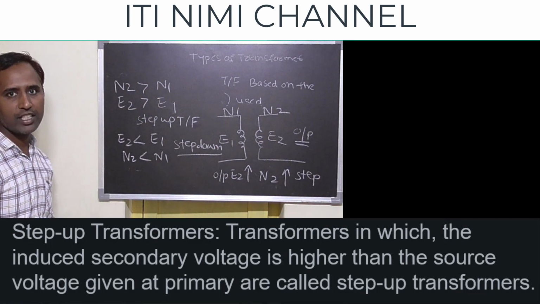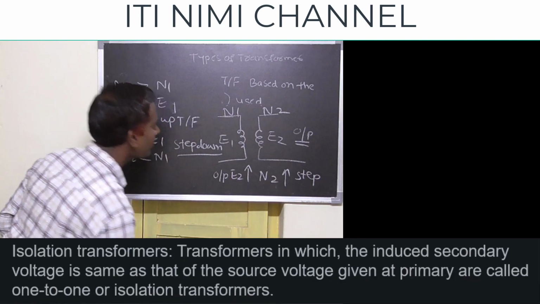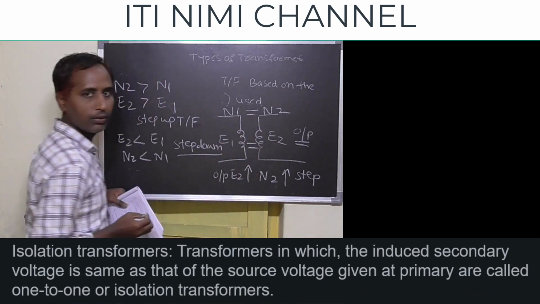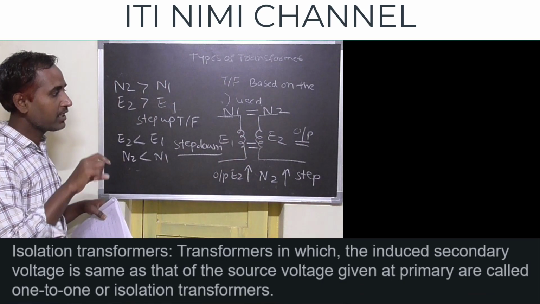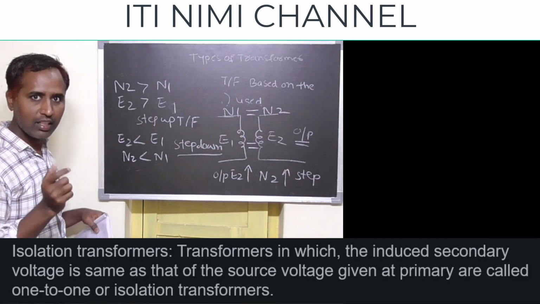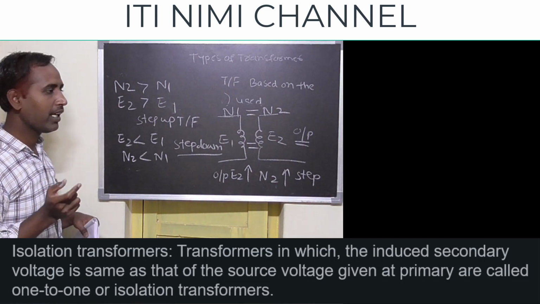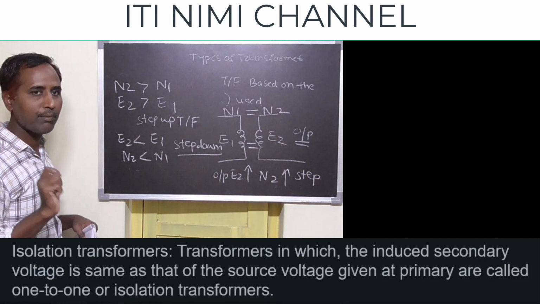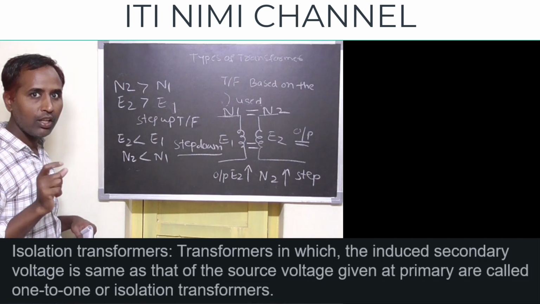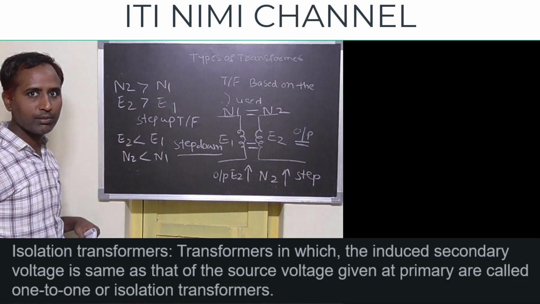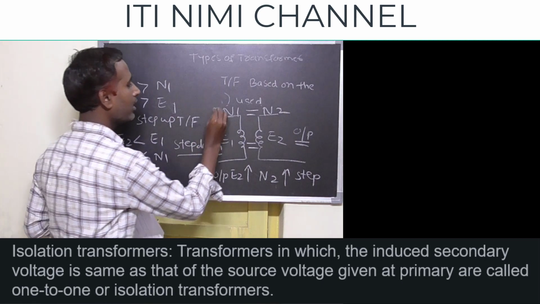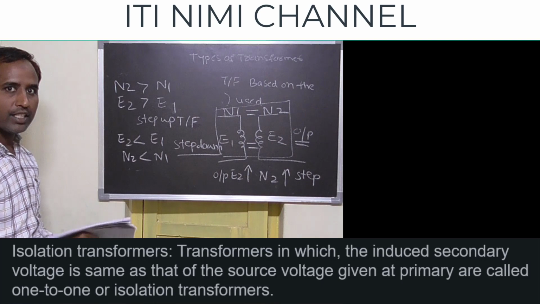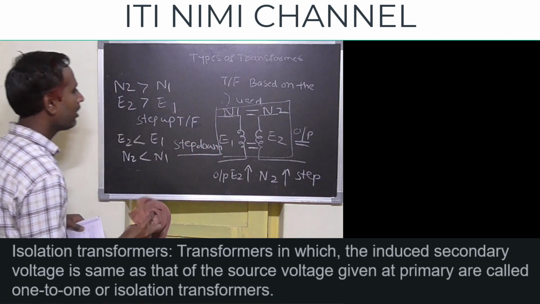Third one is the isolation transformer. Isolation transformer means N1 equals N2 and E1 equals E2. Another name of the isolation transformer is the one-to-one transformer. This is also an important point: we have to know the other name of the isolation transformer. In an isolation transformer, N1 equals N2 and E1 equals E2.